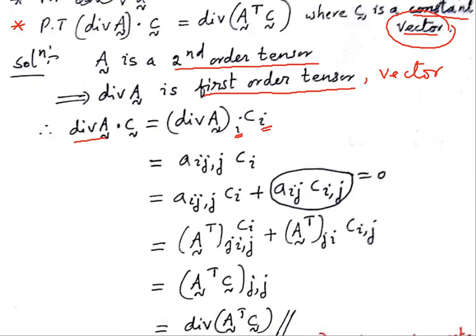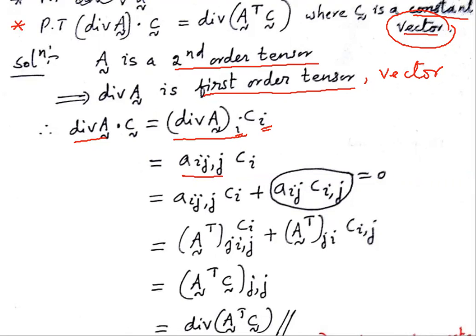Now, in the next step, I want divergence A, i component. Divergence A is representing a second order tensor, so a_ij comma j. This part is representing divergence A, i component, and Ci as it is. Now that is equal to a_ij comma j Ci as it is. We are going to add a term here. What is that term? a_ij Ci comma j.